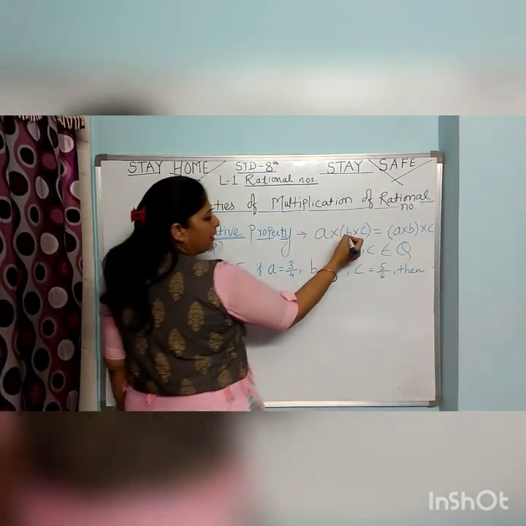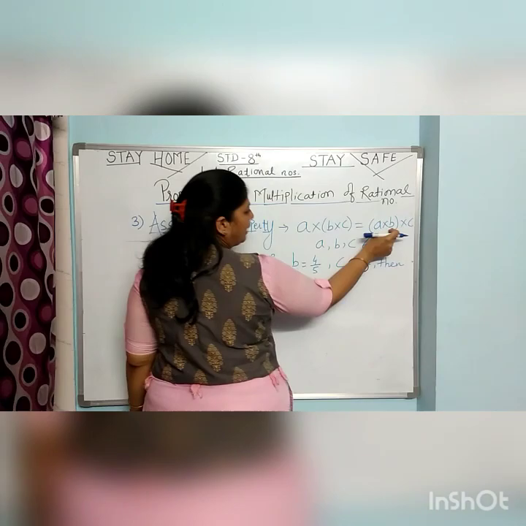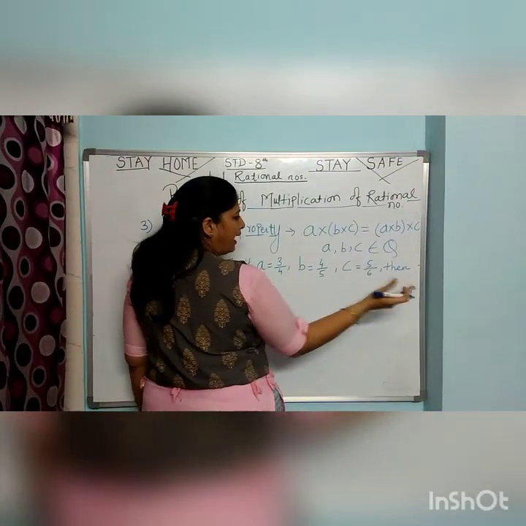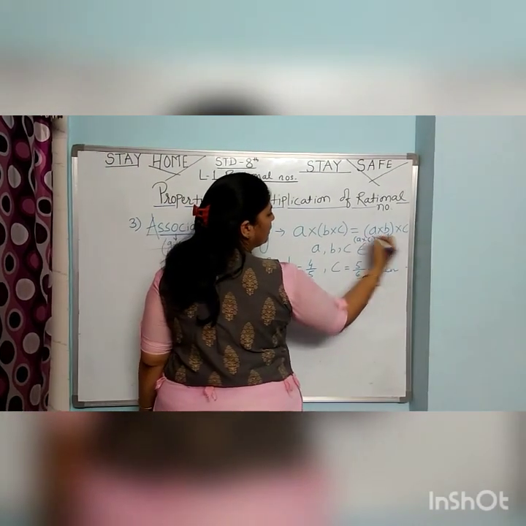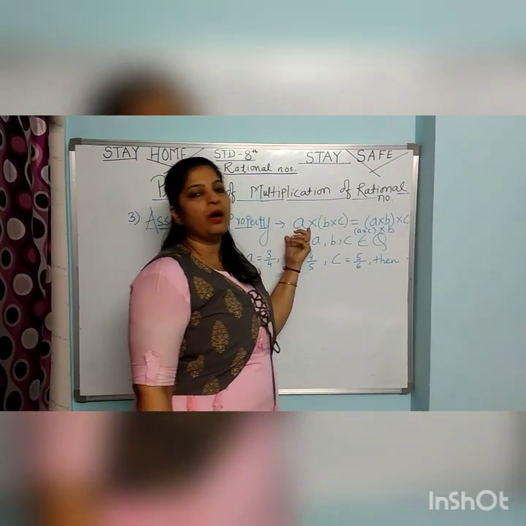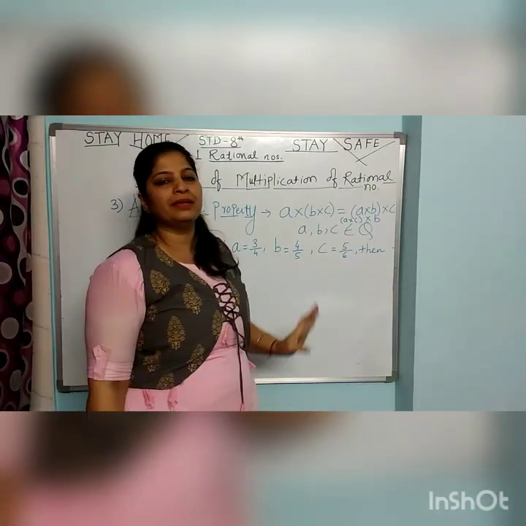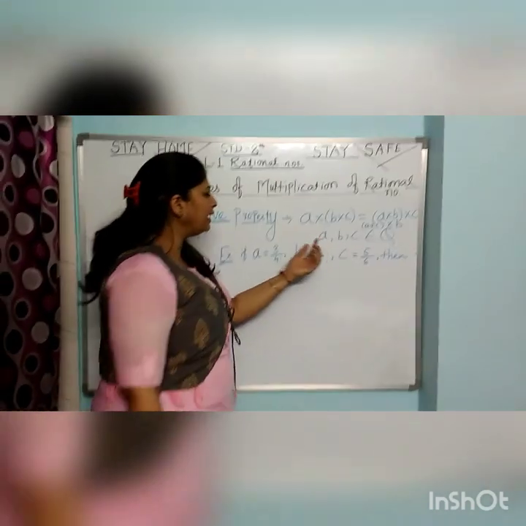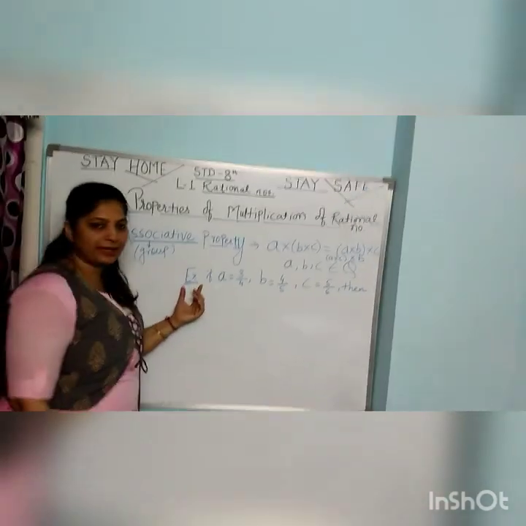A multiplied by B multiplied by C is the same as A multiplied by B multiplied by C with a different grouping, or else you can multiply A into C and then multiply it with B. So you can change the group of your rational numbers, then also the product will remain the same. The condition is that A, B, C belong to the rational numbers. Let us see by an example.